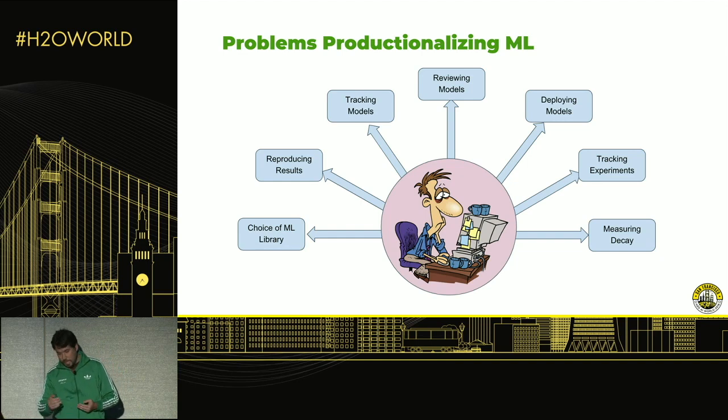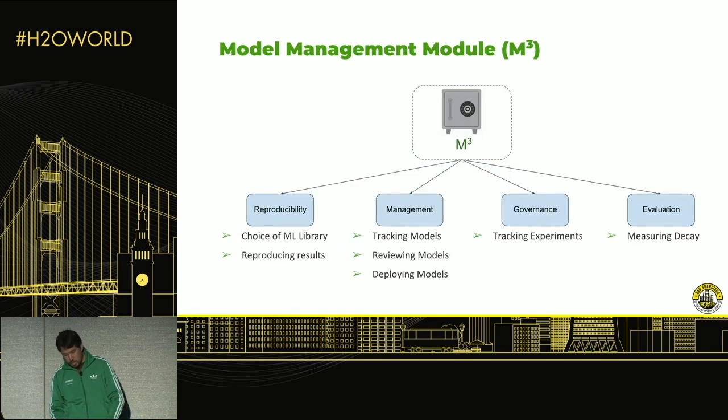And of course, the last step is that your model will decay. Sad to say, it's a fact. Eventually, every model in production will decay. So how do you react to that? We have something called the model management model. It's called MQ, a fancy, nice name. We defined 4 use cases: reproducibility, management, governance, and evaluation.